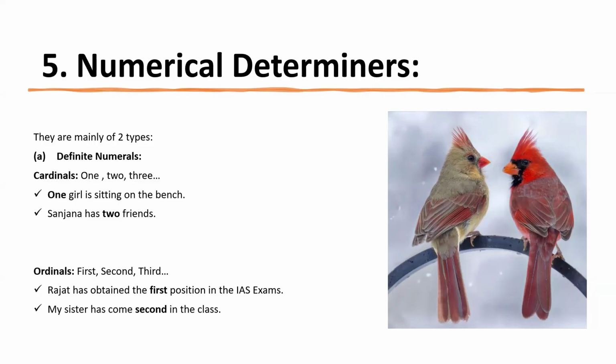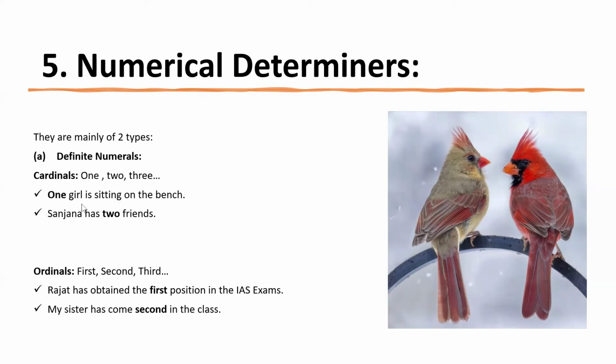Dear learners, now we shall deal with the fifth one, numerical determiners. And numerical determiners are of two types: definite numerals and indefinite numerals. Let's deal with the definite numerals first. Definite numerals are also of two types, cardinals and ordinals. Cardinals are just counting numbers, 1, 2, 3, 4, 5.